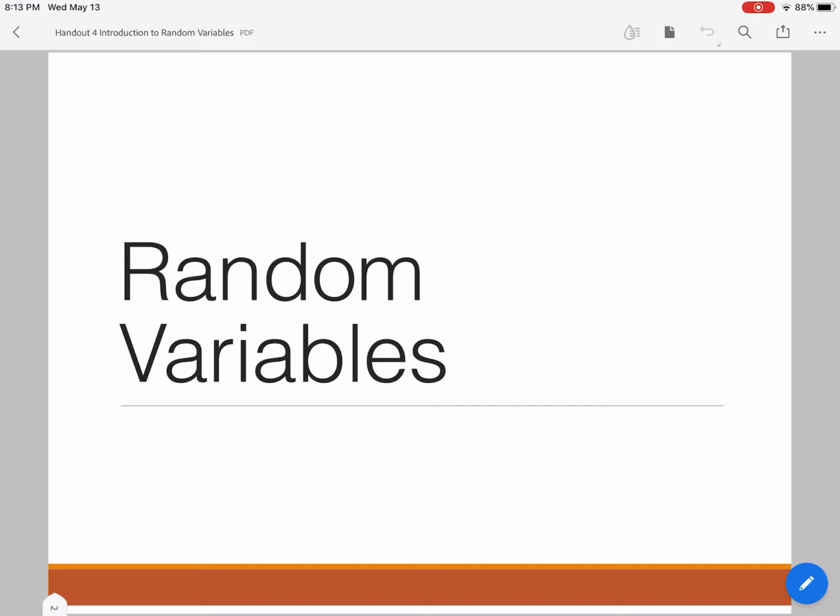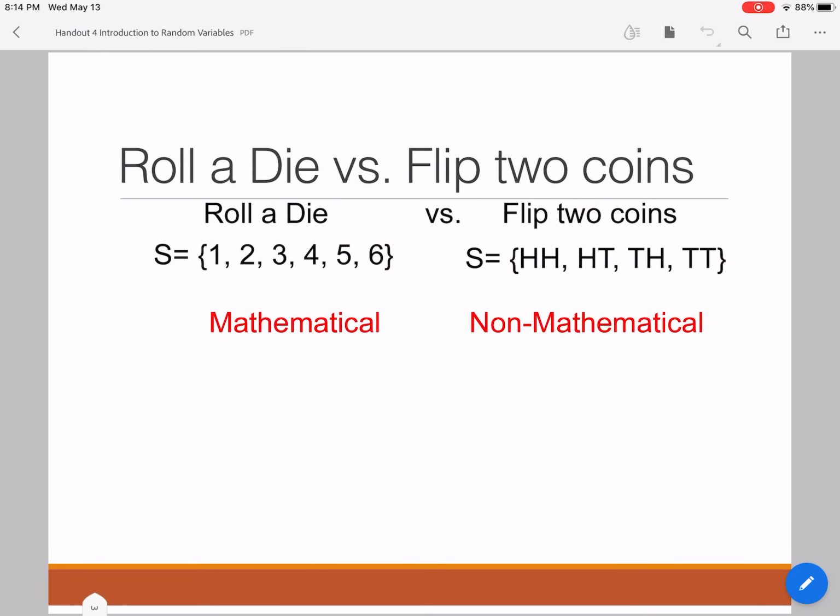Now remember guys, computers are really good at analysis of numbers, at crunching numbers, unlike humans who can not only take numbers as input, but we can also analyze non-numerical outputs like two heads or, let's say, it's going to rain or not, and so on and so forth. So let's talk about random variables, but before we do that, let's discuss two experiments and let's compare them: rolling a die versus flipping two coins.